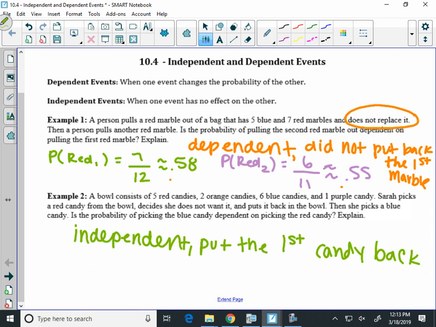So by putting that first candy back, it doesn't change the possibility or the outcome of getting a blue candy. Everything stays the same because you put it back. You're not changing anything in this scenario. So it's independent. Okay. Questions over that?